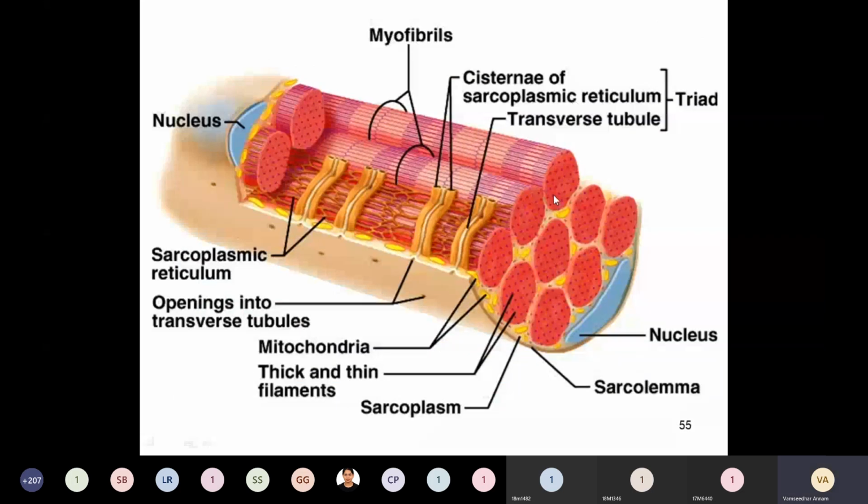This entire thing is one muscle bundle. This is the sarcolemma, this is the nucleus, and you have thin and thick filaments here. You are also seeing yellow colored mitochondria in between. Then you have the sarcoplasmic reticulum, opening into the transverse tubules, that is, the cisterna of the sarcoplasmic reticulum and transverse tubules.